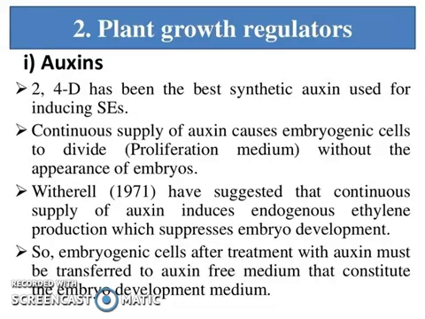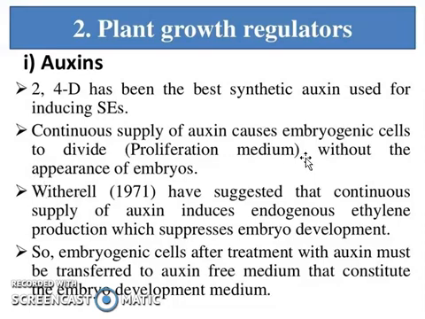Now plant growth regulators also affect the formation of embryos. First, auxin. 2,4-D has been the best synthetic auxin used for inducing somatic embryos. Plant growth regulators in the tissue culture medium can be manipulated to induce callus formation and subsequently changed to induce embryos to form from callus. So first, auxin.